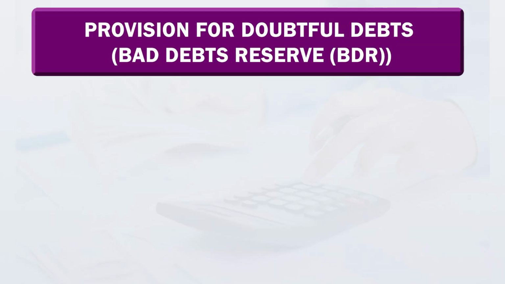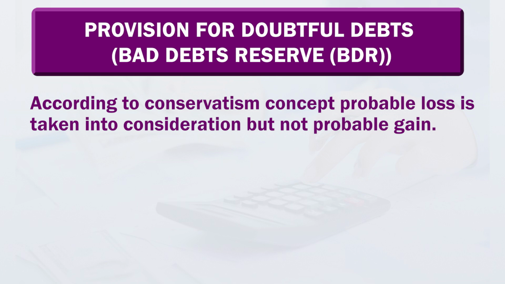Now, friends, pertaining to the debtors, another point we have to see is provision for doubtful debts, means bad debts reserve, known as BDR. According to the conservatism concept, probable loss is taken into consideration, but not probable gain. To be on the safer side and to follow the prudence or conservatism concept, some amount of debtors is to be kept as a reserve with the expectation of loss of bad debts. This kept amount is known as provision for doubtful debts or bad debts reserve.